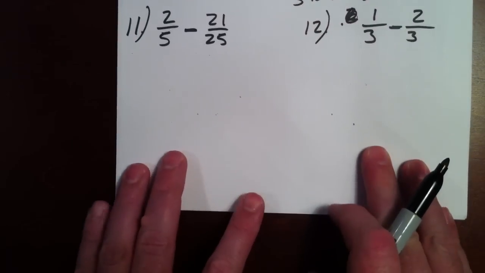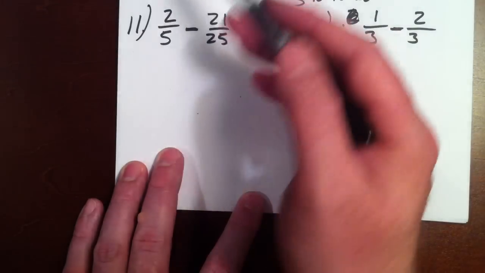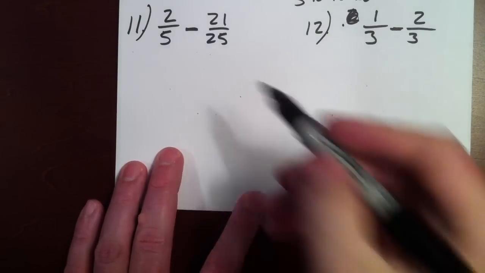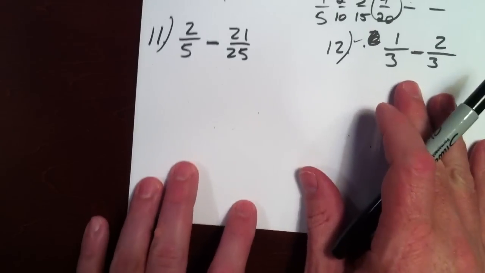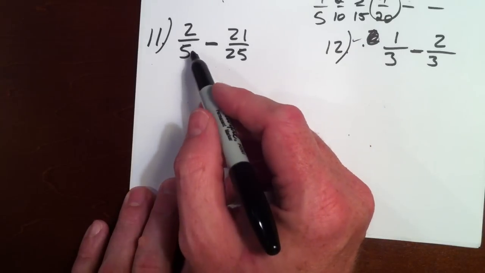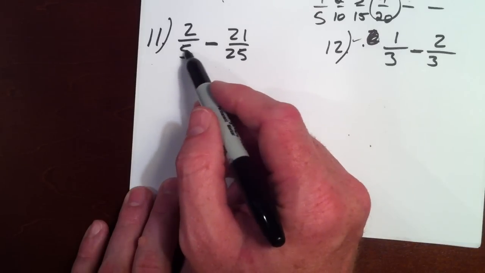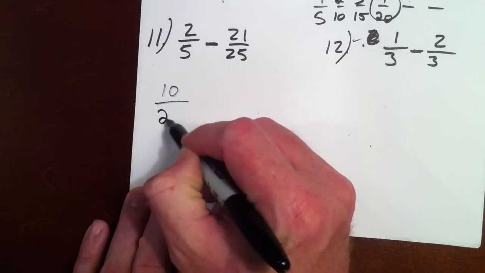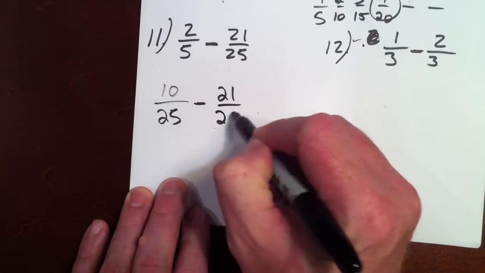Now, unfortunately, we do have some like this. We've got a small fraction and then a bigger one. So our answer is going to be negative. This is very, very similar to what we did last week. So what you need to do is find your common denominator, and let's use our trick like we did earlier. I'm going to go ahead and tell you that the common denominator is 25. So 5 will go into 25 5 times, so since we multiplied this by 5, we have to multiply this by 5. So it's going to be 10 over 25 minus 21 over 25.